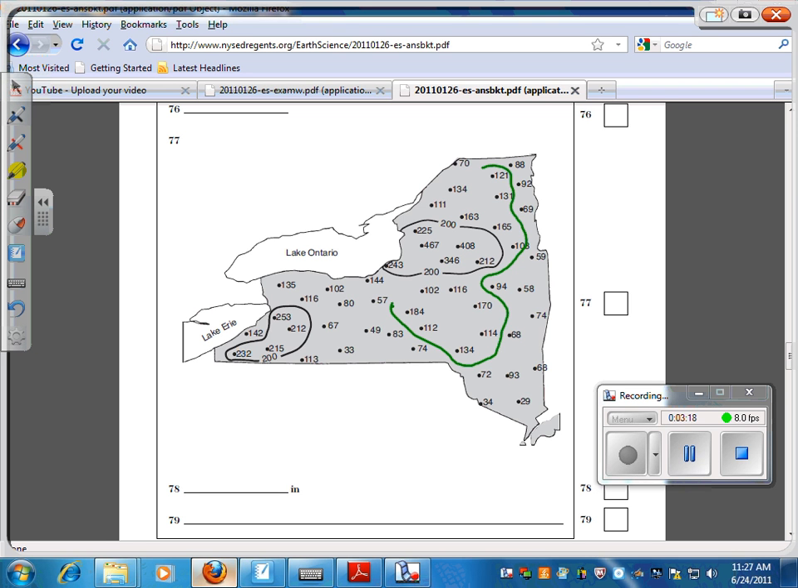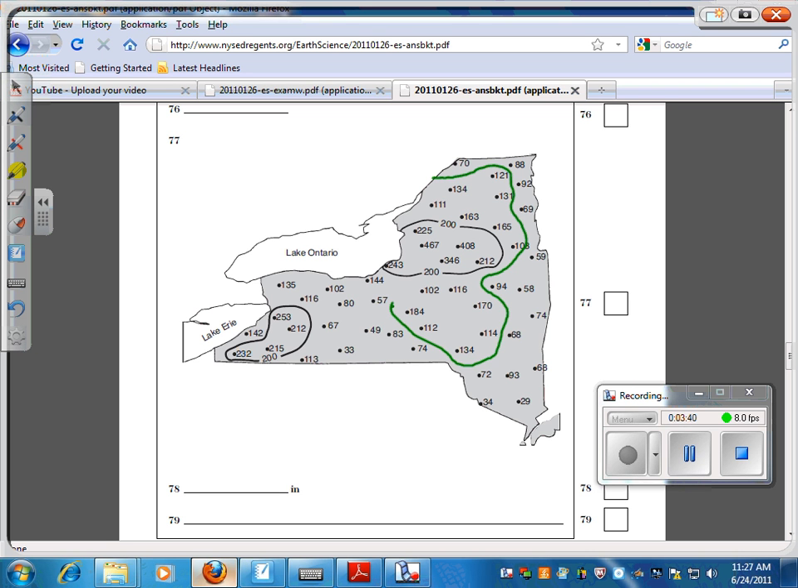and 88, 70 and 121, 70 and 134, and you always continue your isoline to the edge of the map. You cannot have an isoline that ends in the middle of a map. So I continued it right to the edge and then ended it there.